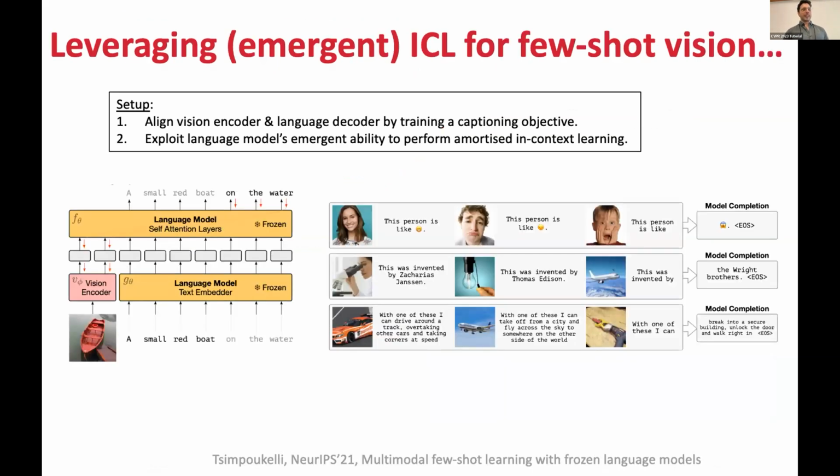Coming back to vision, though, people looked at ways to leverage the emergent in-context learning ability of language models for vision. There was this nice Frozen paper a couple of years ago that said, let's take a pre-trained language model that already has emergent in-context learning, freeze it, and train only a visual encoder with the captioning objective. Training this visual encoder with a captioning objective aligns the vision and language model. And then you can do things like this: this person is happy, this person is sad, what does this person look like? Sad, or whatever. So you leverage the language in-context learning, having aligned the vision and language models.